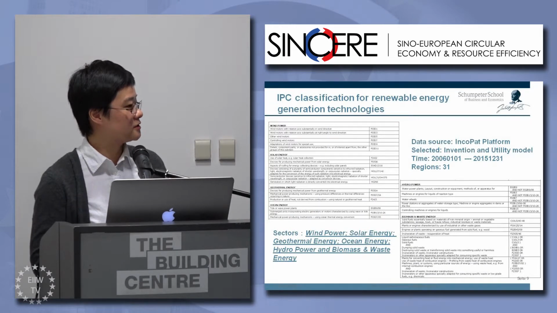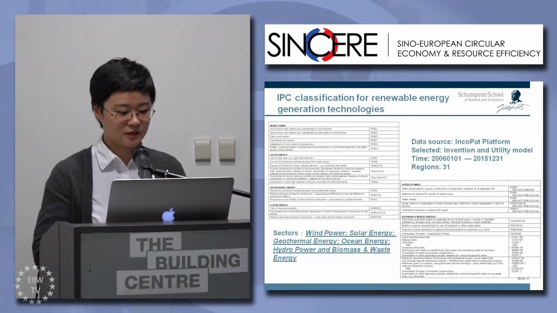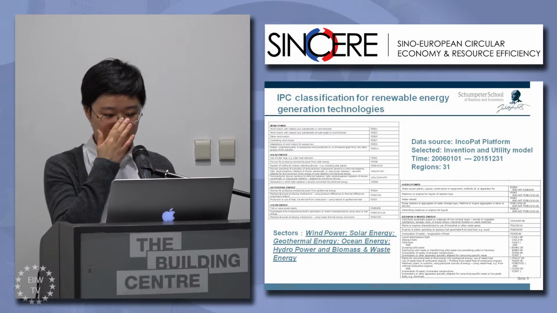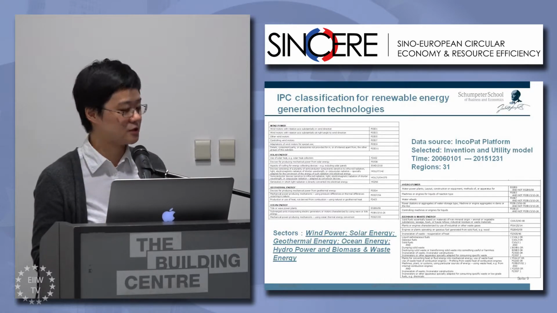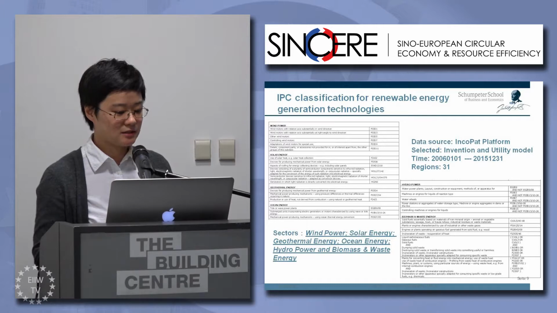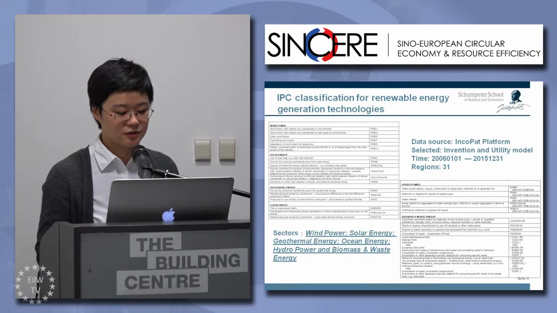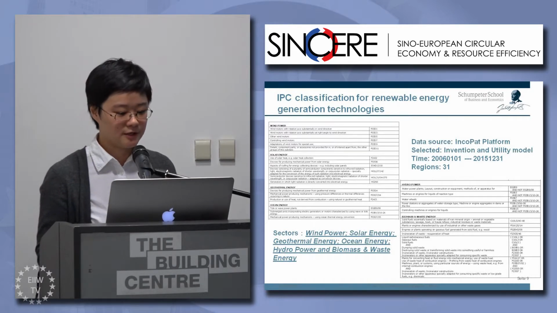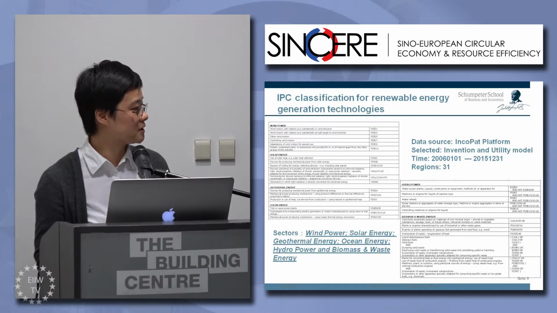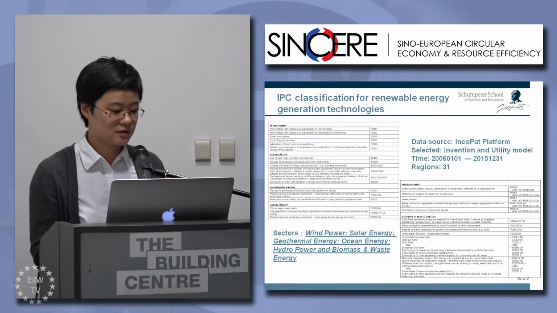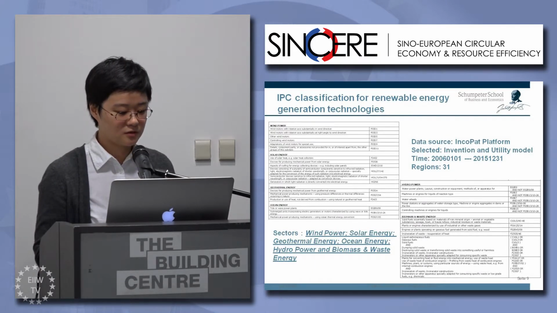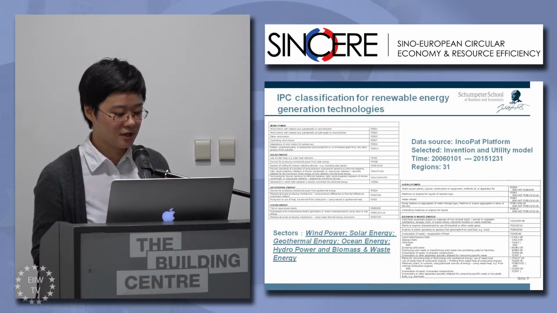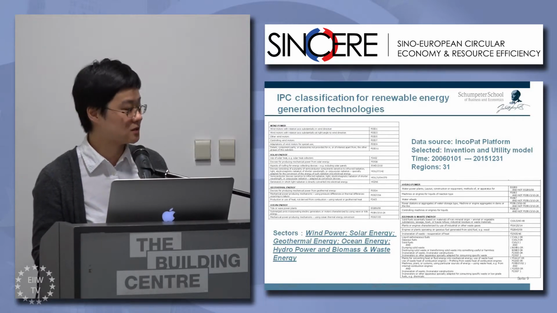And this is just a very brief introduction about my data source. It is from the IncoPat platform, which is a Chinese one, and I selected invention and utility model patents. The time covers from January 1st, 2006, to December 31st, 2015, so the whole 10 years. It covers 31 regions in China. The main sectors are wind power, solar energy, geothermal energy, ocean energy, hydropower, and biomass and waste energy.